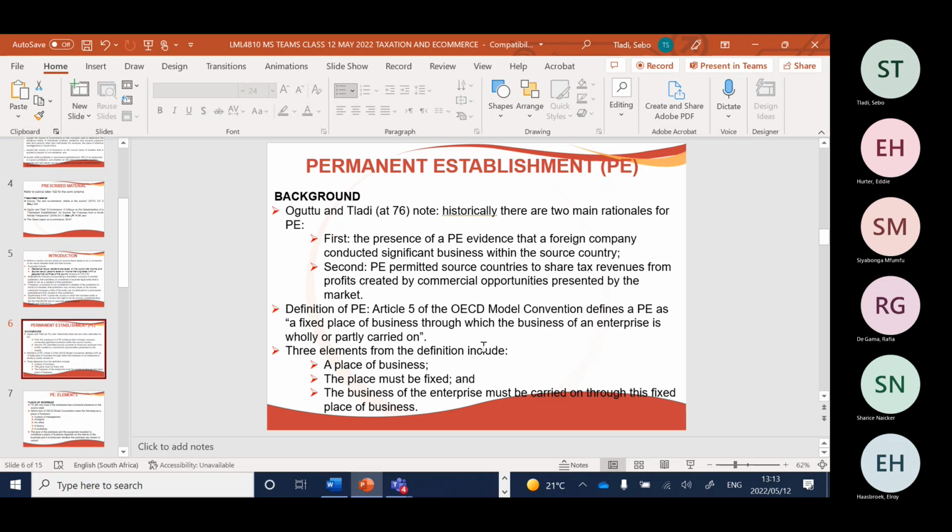Moving along to the international aspects, you also see in the green paper itself that it refers to international tax concepts, and then the OECD Model Convention. When we're talking about PE, the article students need to refer to is Article 5 of the OECD Model Convention, which defines a PE as a fixed place of business through which the business of an enterprise is wholly or partly carried on. The three elements from that definition are: one, a place of business; two, the place must be fixed; and three, the business of the enterprise must be carried on through this fixed place of business.